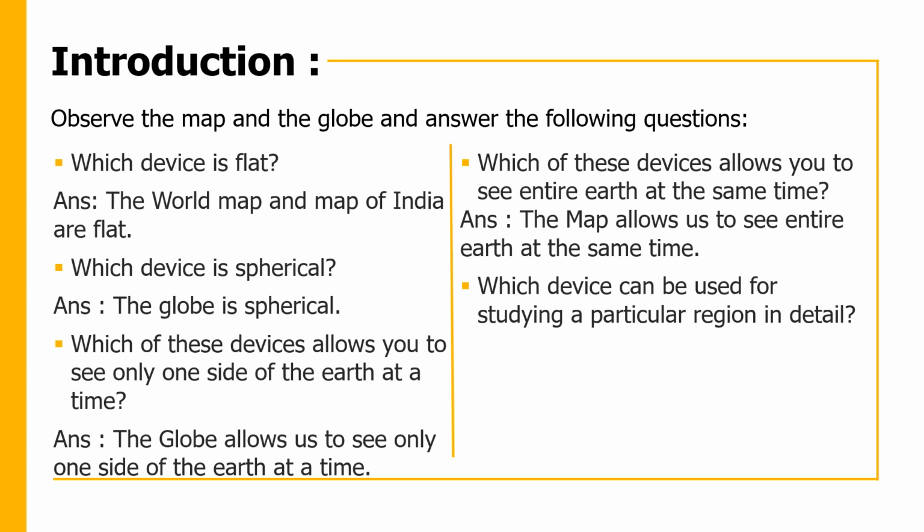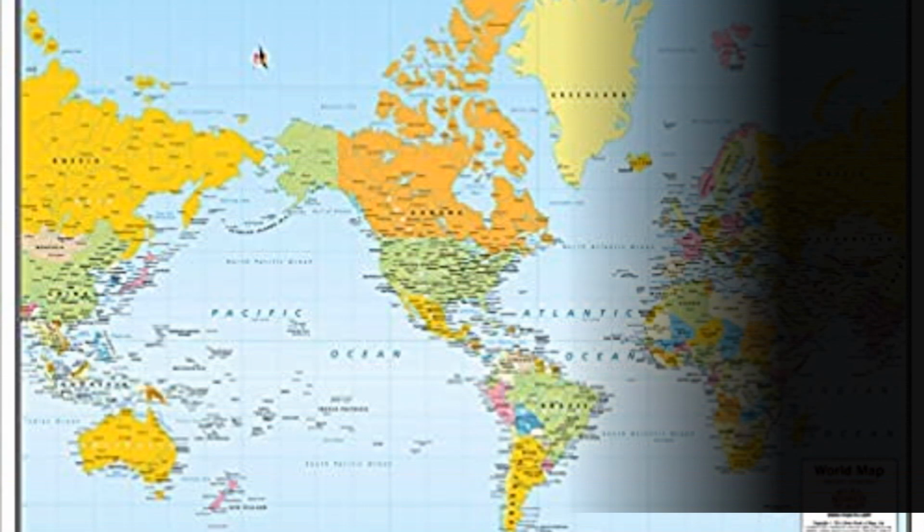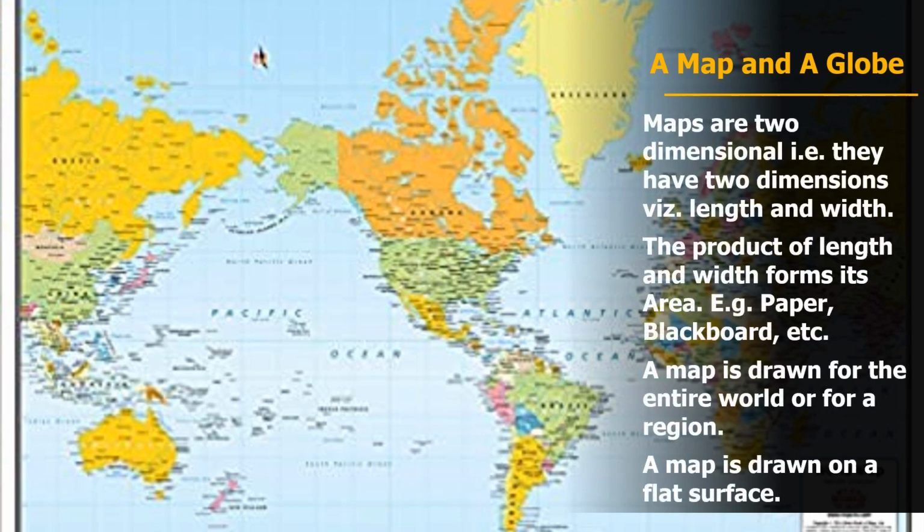Which device can be used for studying a particular region in detail? A map. Last one. Which device can be called a model of the earth? We have learned this before in our first lesson. It's nothing but the globe. So I guess you all have understood the basics. Now let's see the difference of the map and the globe one by one. So this is a world map provided to you here. Now you can see all the parts of the earth. So let's learn the proper difference between the map and the globe.